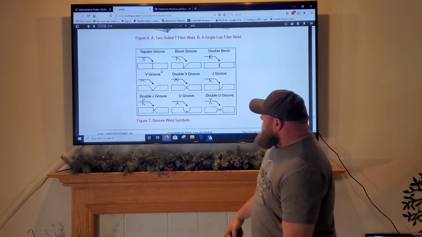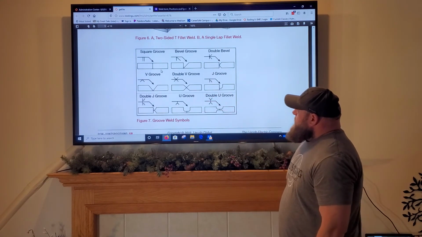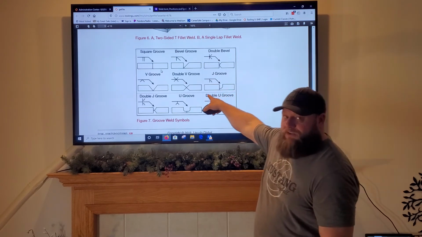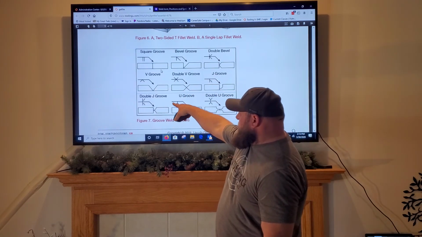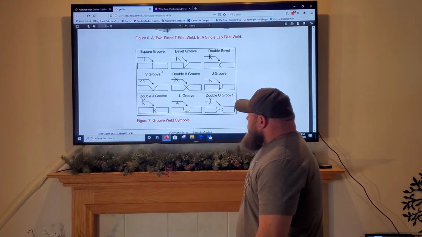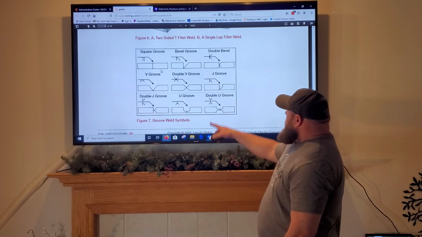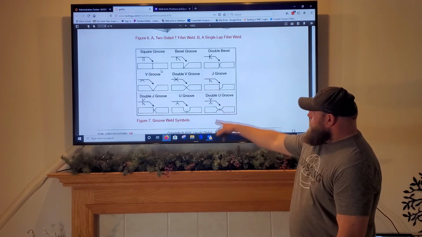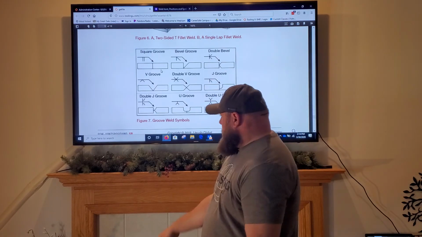Then you got a double V groove that looks like a big X, a J groove. Pay attention to that one. That one's going to be tricky, but it's also going to be on your quiz after this. Now, all these will, as a matter of fact. Double J groove, U groove, and a double U groove. Double U groove kind of looks like your little hooey hats or whatever they're called that you wear.